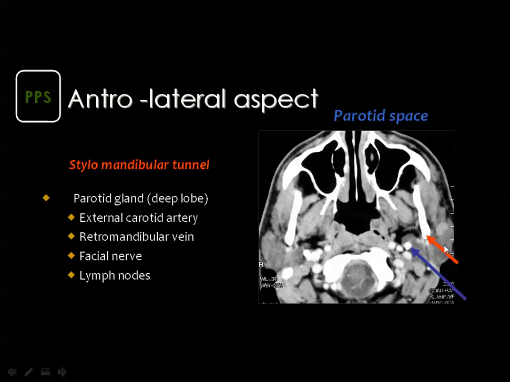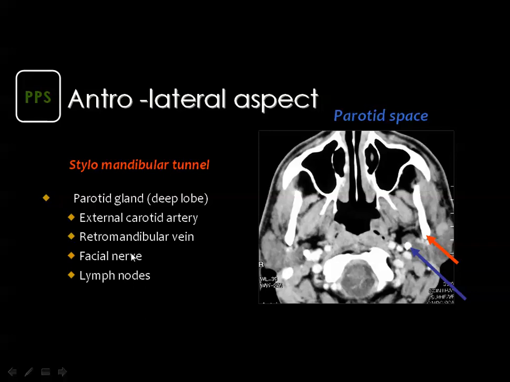This is the superficial lobe of the parotid, and this is the deep lobe. And you can appreciate the intimate relation between the parapharyngeal fat and the deep lobe of the parotid gland. Then a vascular structure which is very important. This vein is known as the retromandibular vein. It is located actually near this particular area.